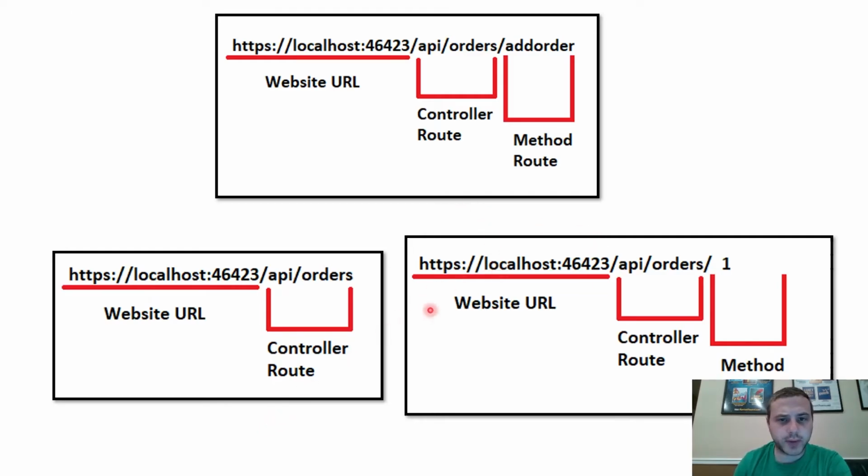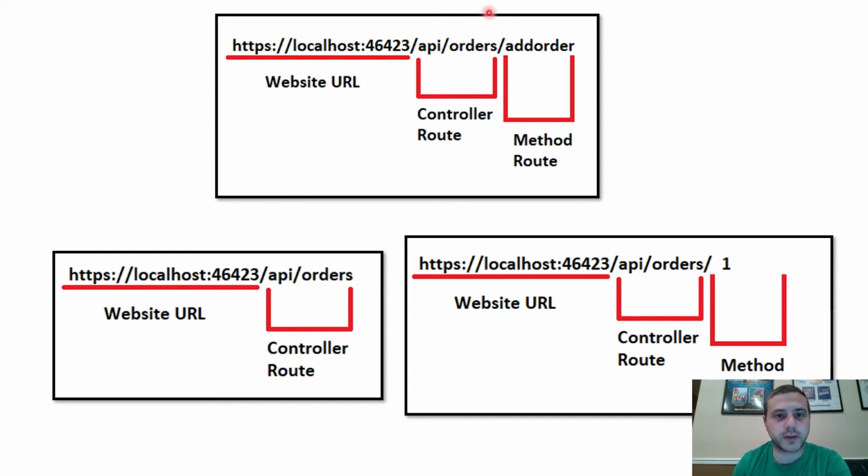So here's a little more example of what I just talked about. This is the HTTP localhost, the port number. This is the website URL, and then we have the controller route. So really, actually, this is the controller route, and this is the prefix.